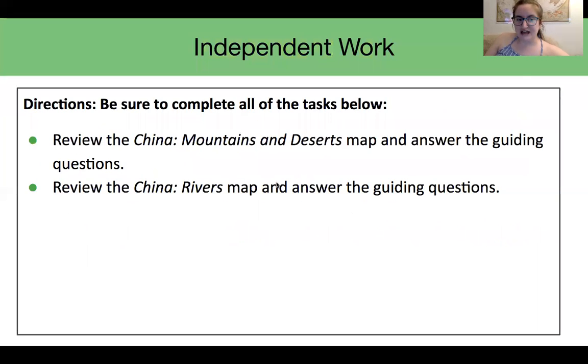Your independent work for today is to review these 2 new maps, China, mountains and deserts, and China rivers. And you're going to answer some guiding questions. When you're answering these questions, you're going to be stating your opinion, and I'd like you to include a reasoned argument behind it, sort of how I modeled just now when I was explaining why I thought certain places might be challenging to travel through, or where I might think the earliest inhabitants settled. I gave my claim, my idea, or my opinion, and then some reasoning behind it. I also want to make sure that your responses are in complete, full sentences. I'm going to communicate your ideas as clearly as possible.